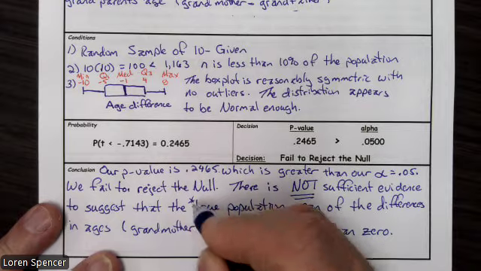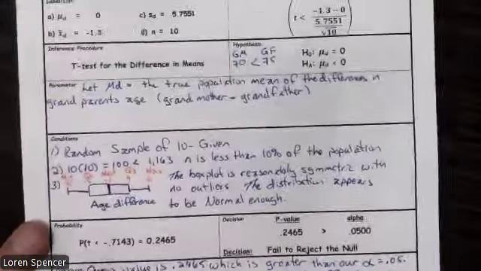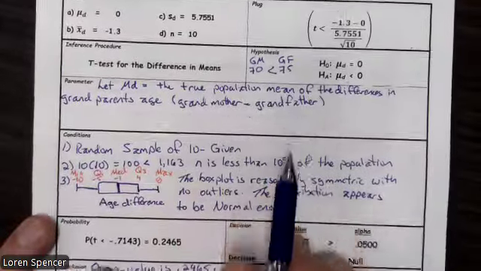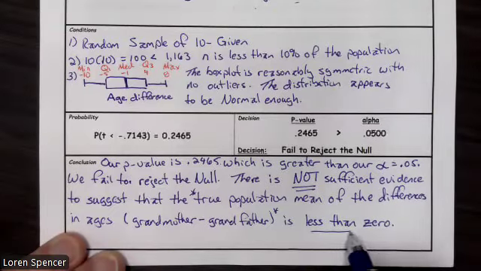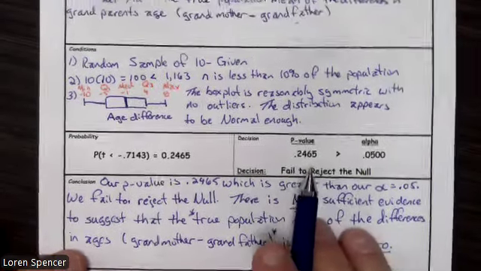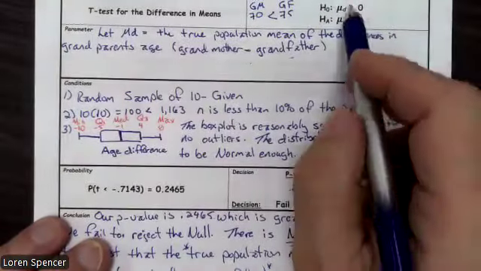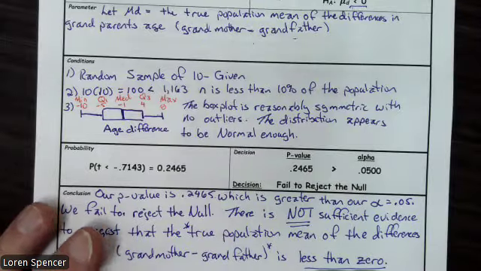Please remember, this part right here is just a statement of the parameter. Let mu d equal the true population mean. There it is. Same thing here. And this part right here, less than 0, is just putting the alternative hypothesis in words. Less than 0. So that's where that came from.